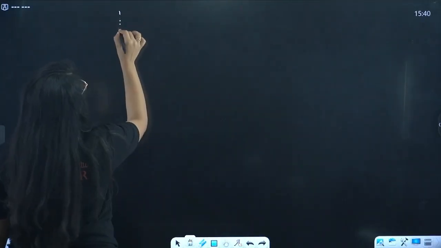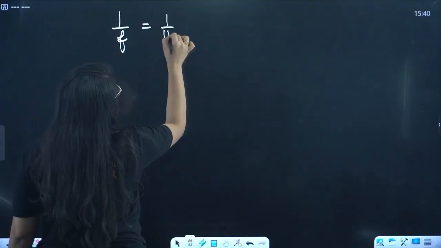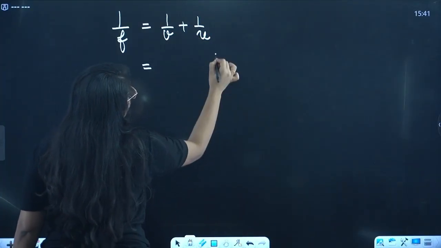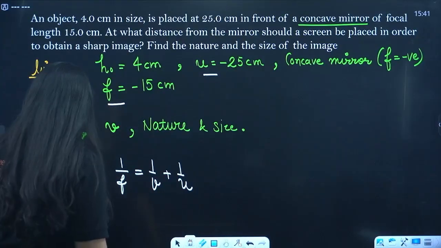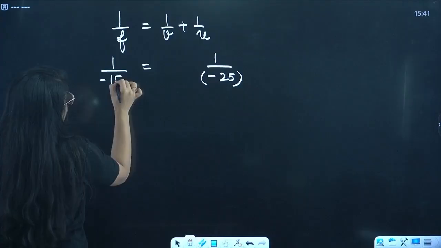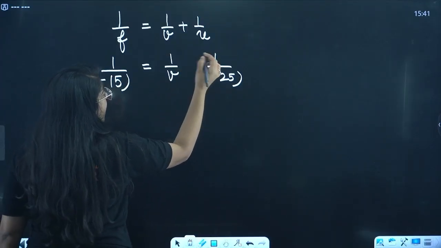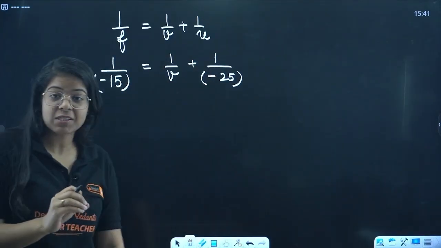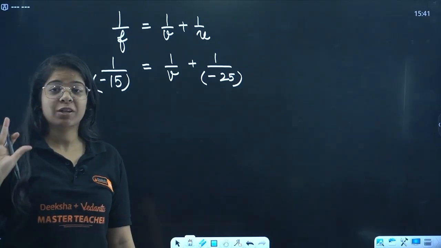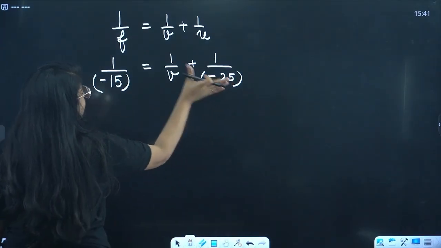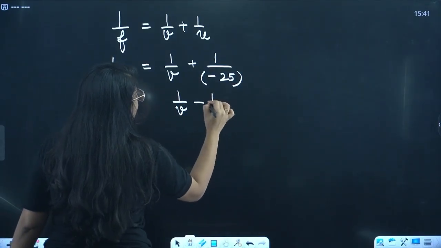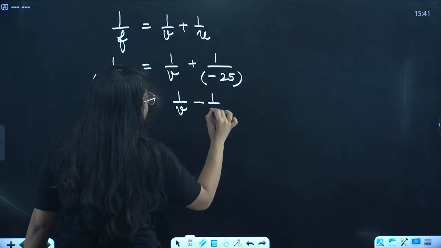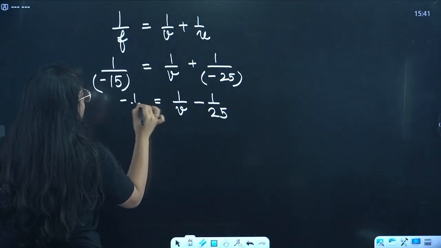Understood? Simply put the values. U is given as minus 25 centimeter. V we have to find, and f is minus 15 centimeter. So 1 by minus 15. Remember to always write it in the denominator. This is a silly mistake that children might make. Okay, let's do it properly. 1 by v minus 1 by 25 equals minus 1 by 15.